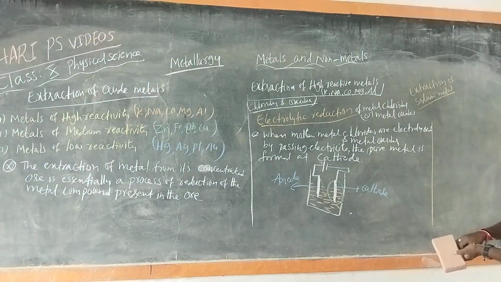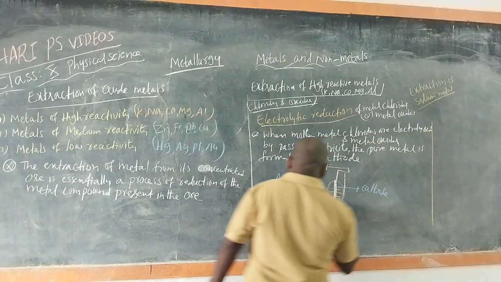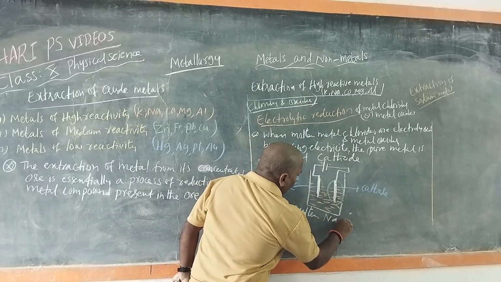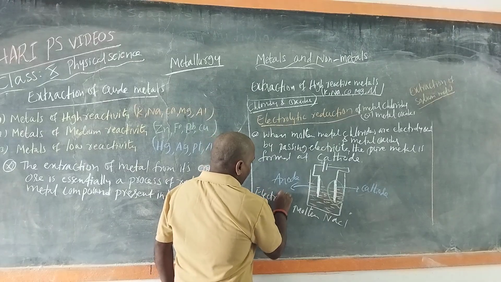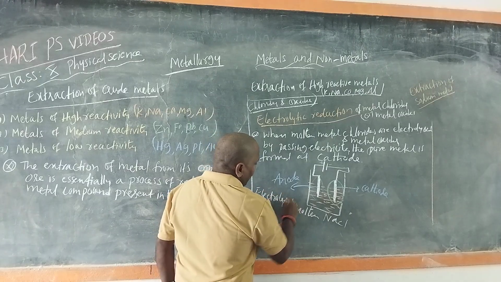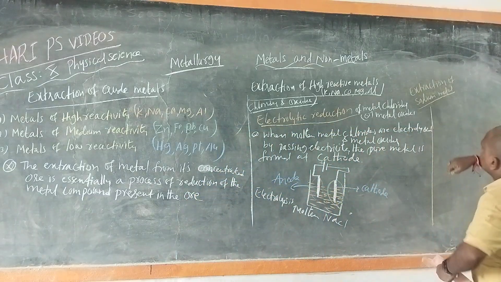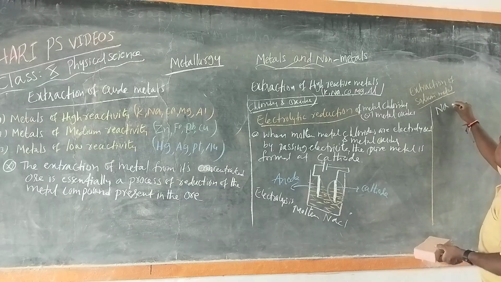So for example, this one is taken as molten sodium chloride. So electrolysis of molten sodium chloride. This sodium chloride, NaCl.